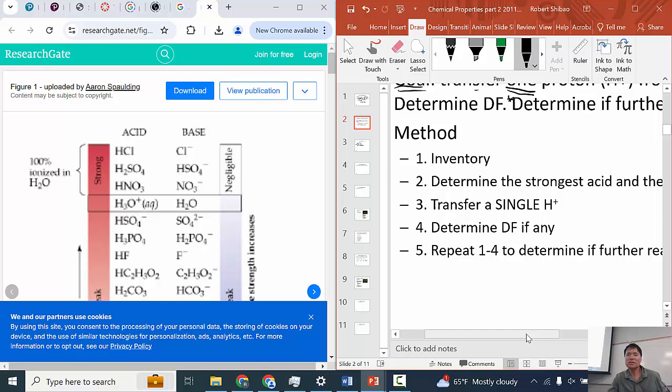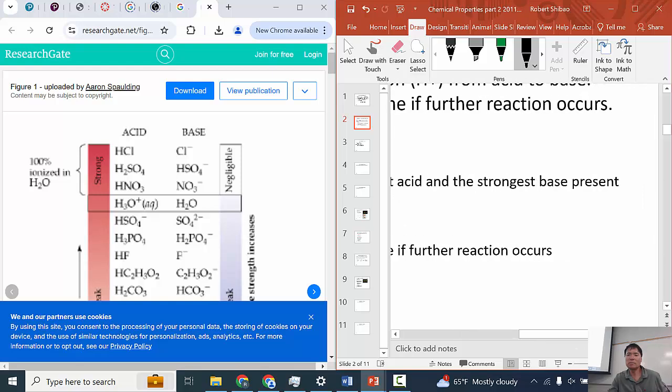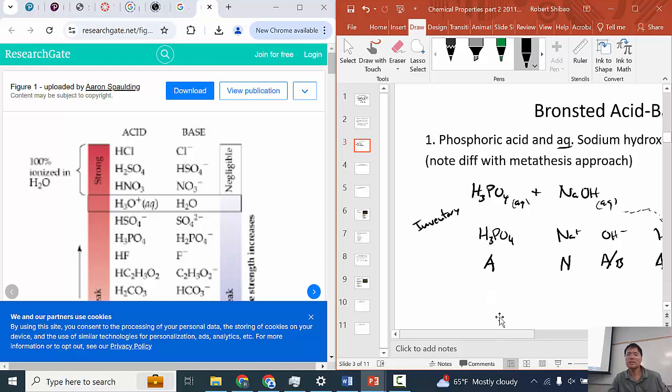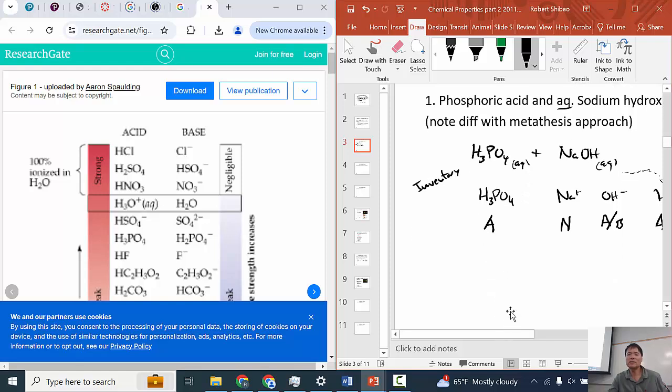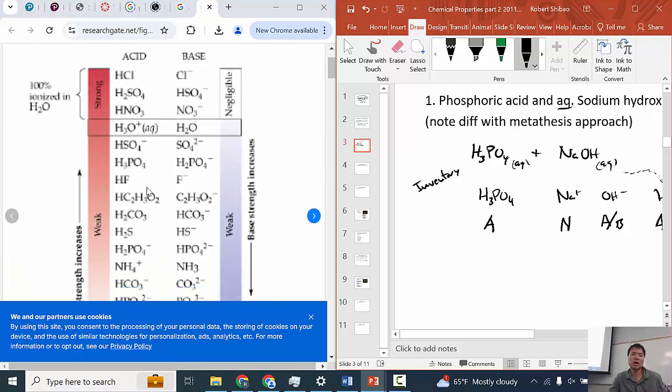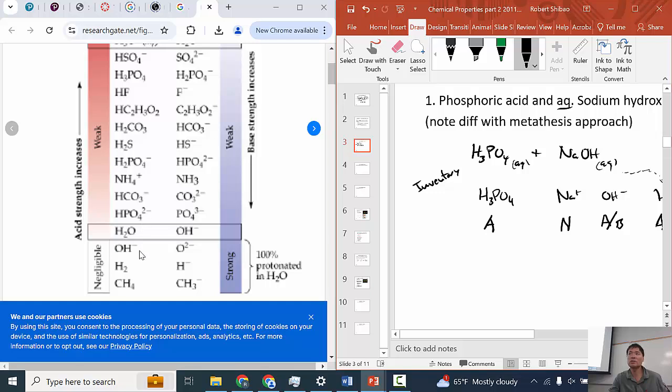Determine the strongest acid and the strongest base present. The strongest acid is going to lose its proton easiest. So out of these, let's rank them. We rank them based on the chart over here. And so we're comparing phosphoric acid, hydroxide, and water. So the ranking goes phosphoric acid is at the top, then water, then hydroxide.